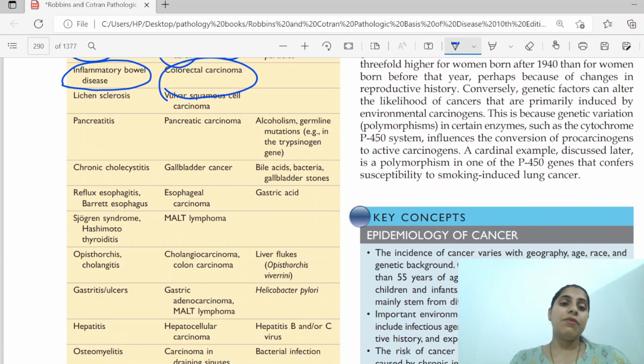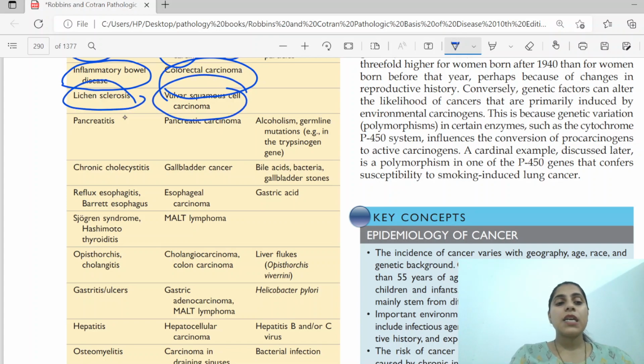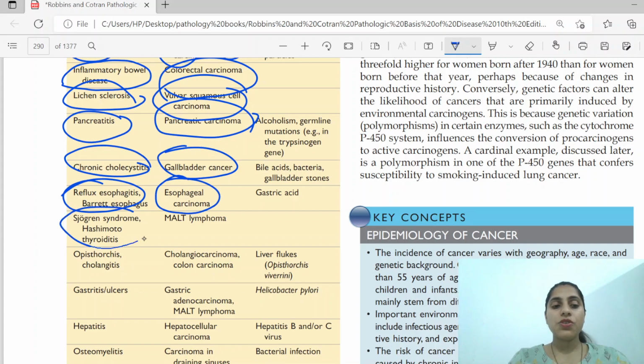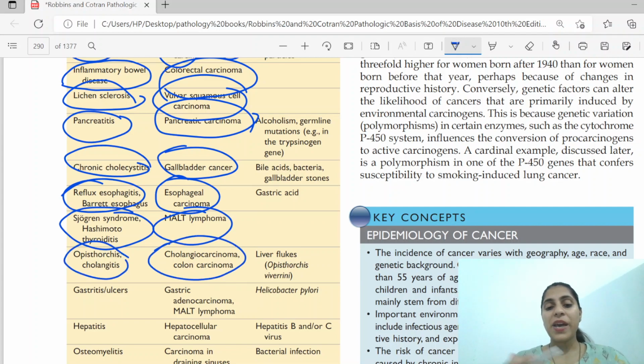Then we have lichen sclerosis that can lead to vulvar squamous cell carcinoma. Pancreatitis, chronic inflammation of the pancreas, can lead to pancreatic carcinoma. Chronic cholecystitis, if the stones are left behind, it's an indication to remove the gallbladder, because chronic irritation can cause gallbladder carcinoma. Then reflux esophagitis can cause esophageal carcinomas. Sjogren syndrome and Hashimoto's thyroiditis can cause lymphomas. Then opisthorchis cholangitis can cause cholangiocarcinoma. This is a parasite, a liver fluke; due to chronic irritation it can cause cholangiocarcinoma and even colon carcinoma.